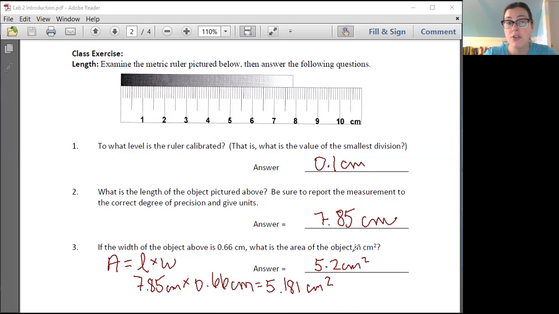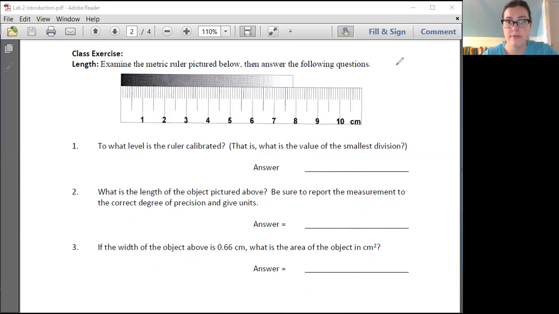In your lab, you're also going to be calculating volume of a rectangular object. Volume is length times width times height. So let's move on.